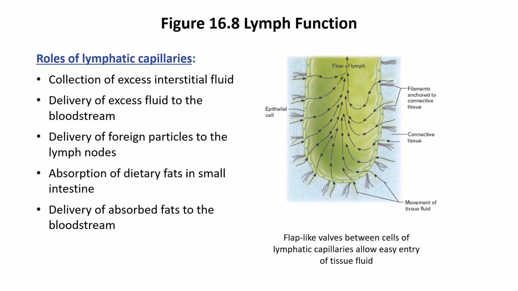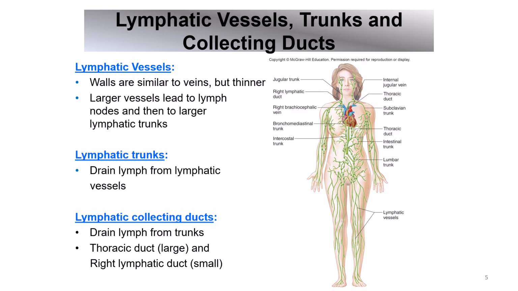Next part, this is again just showing how the lymphatic capillaries are taking up this extra fluid. And so here the fluid goes in, but it's not able to go out. That's because here there are these special valves that close after the fluid goes through. After the lymphatic capillaries join together, then we get lymphatic vessels. And so here it says that the walls of lymphatic vessels are similar to veins, but they are thinner. And so then these lymphatic vessels are going to connect to the lymph nodes. And we're going to talk about the lymph nodes in just a little bit.